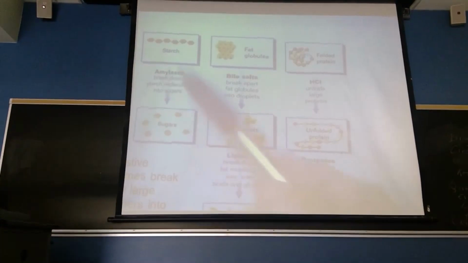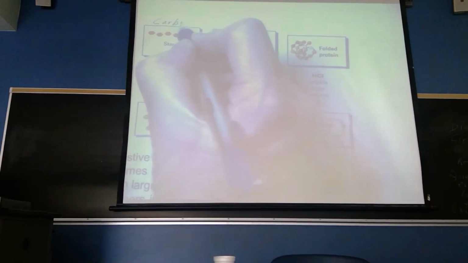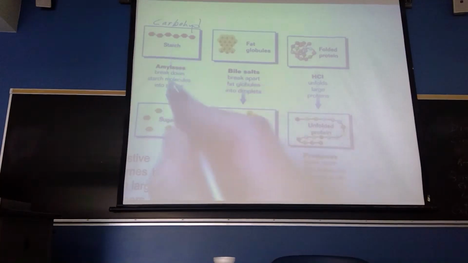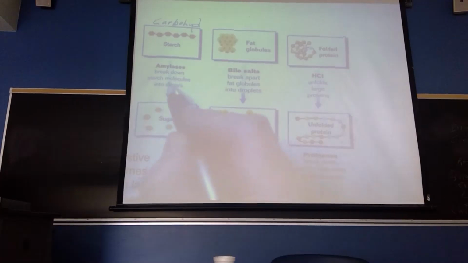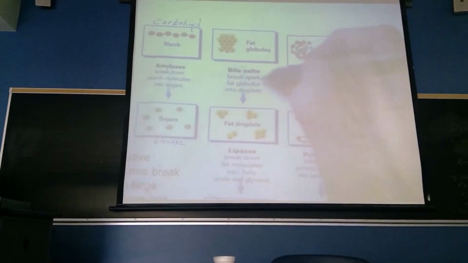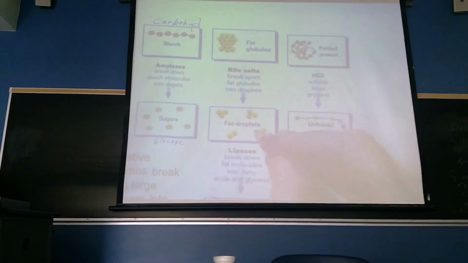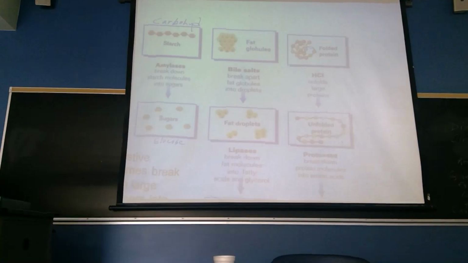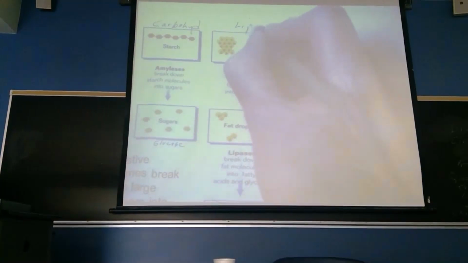Okay, so starches, or let's just say carbohydrates. And this is a polysaccharide. Amylases and other types of enzymes break down into simple monosaccharide sugars like glucose. Fat globules, bile salts break them apart into droplets. Fat droplets are then attacked by lipases, those are lipids, and into fatty acids and glycerol. So those are the two main parts of a lipid.